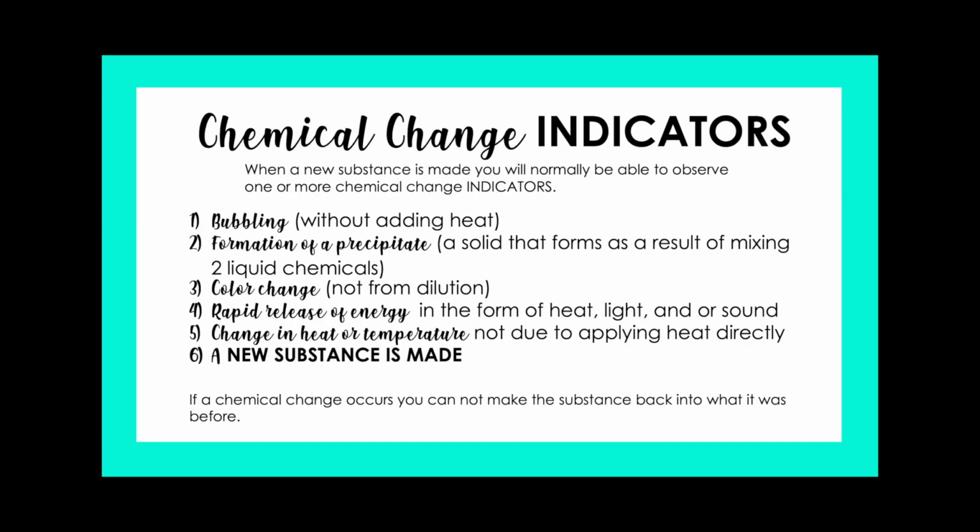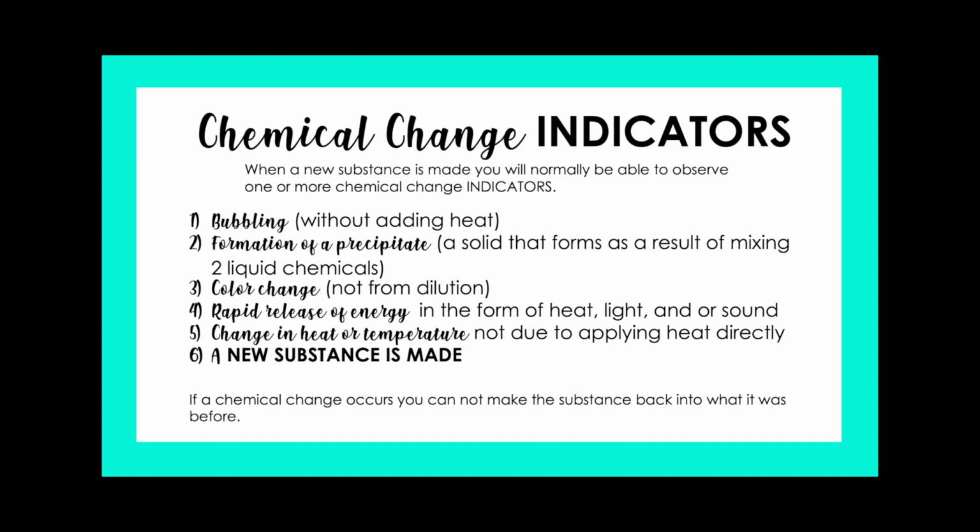Now we'll talk about chemical change indicators. When a new substance is made, you're normally going to be able to observe one or more chemical change indicators. First one, bubbling without adding heat, so not boiling. It's bubbling because of a reaction. Two, formation of a precipitate. That's a solid that forms as a result of mixing, say, two liquid chemicals. Three, color change, not from dilution. So it's not adding food coloring, because you're just watering down the food coloring if you do that. It's like pH strips or indicator solution, that kind of thing.